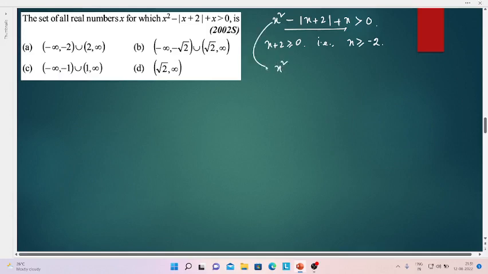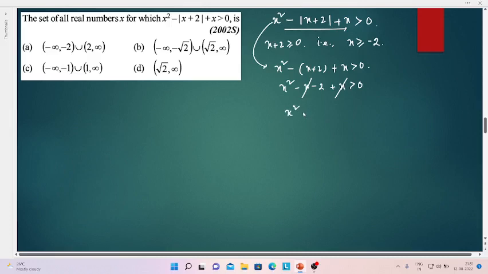So the equation will become x square minus x plus 2, because minus is there and that part will break into the positive part. So x plus 2 will be there, plus x which is greater than 0. So x square minus x minus 2 plus x which is greater than 0. So minus x and plus x will be cancelled out, right? Because x is real, I can cancel this part. We have to find out the real numbers of x.